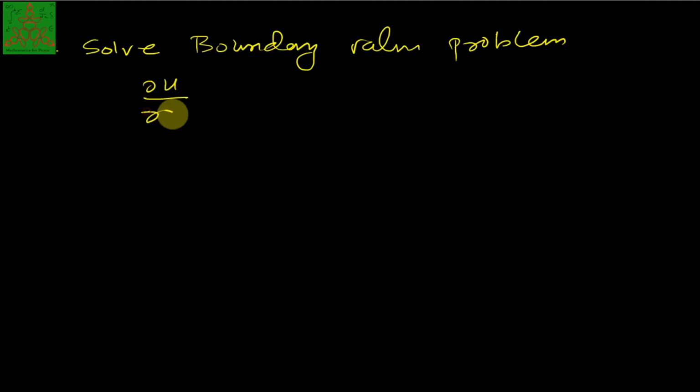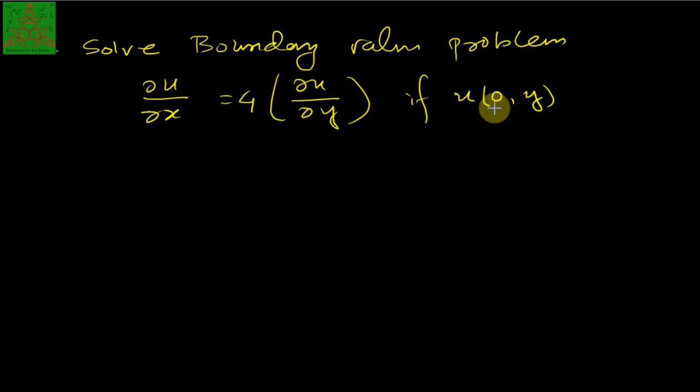So let us consider one boundary value problem: del u by del x is equal to 4 times del u by del y. The boundary condition is given as: when x is 0, u is equal to 8 e to the power of minus 3y. So this is the situation we have been given. We can see that u is a function of x and y, with this boundary condition.